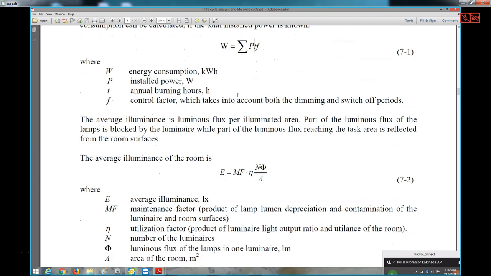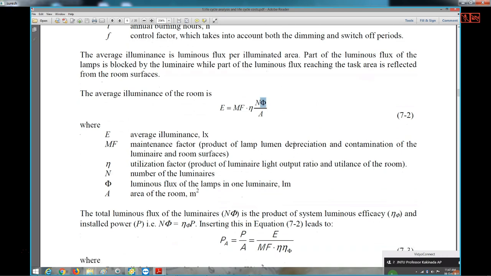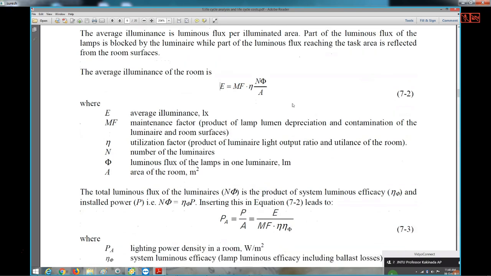The average illuminance of the room, which is shown as illuminance E, is equal to the maintenance factor MF multiplied with the utilization factor of the lamp, where N is the number of luminaires. So the number of bulbs we have provided into luminous flux is 5, and A is the cross section area of the room. And this is the average illuminance formula while we are considering the number of lamps.